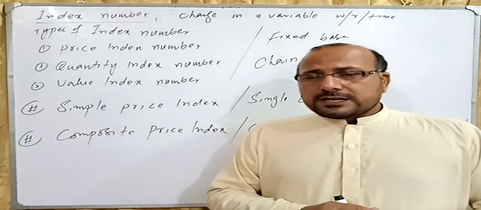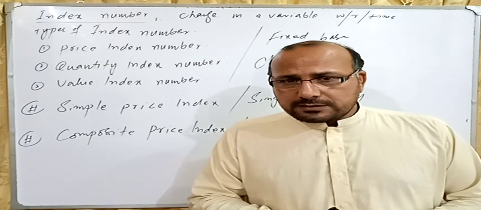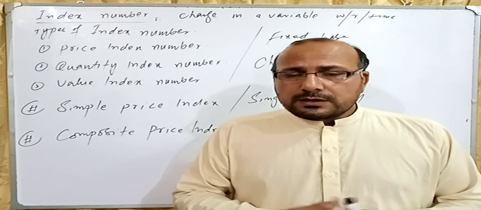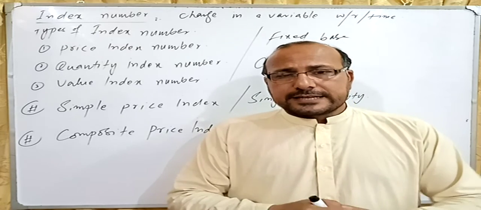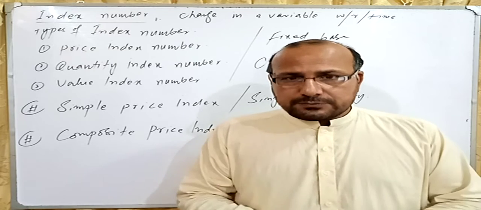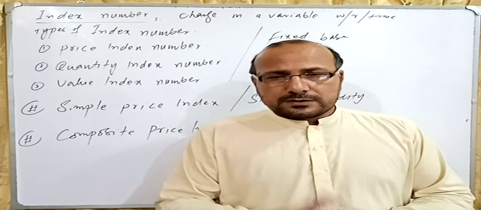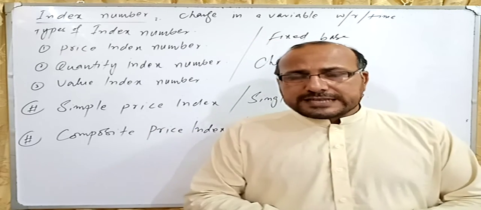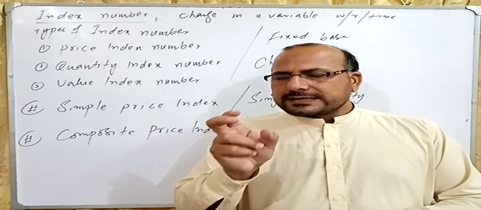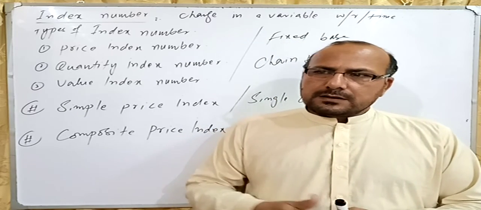Index number is basically the change in a variable with respect to time. Now variable, in Dari, is called majhul. A variable is a characteristic that can take on different possible values. You have studied in Statistics 1 what is meant by a variable: a characteristic which can take on different possible values. So a change in a variable with respect to time is basically called index number. Index number is a kind of measurement which measures the changes in a variable with respect to time.